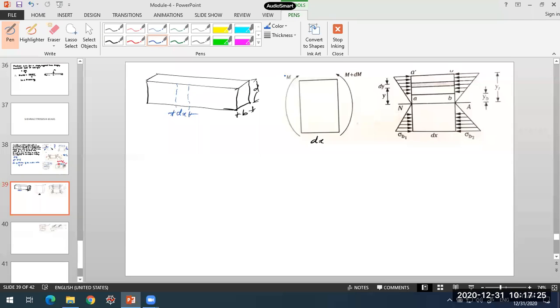What is happening here: on the left face the moment is M, whereas on the right face the moment is M plus dM. This particular part of the beam has been separated out and shown over here. This is the section I have taken; the width is not visible, but this is the section along the length. Because of these two moments there will be stresses. This is the distribution of stresses on the beam. Here sigma BL is the stress on the left face, and sigma BR is the stress on the right face of the beam.